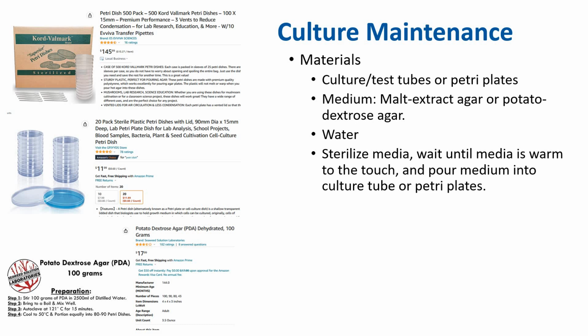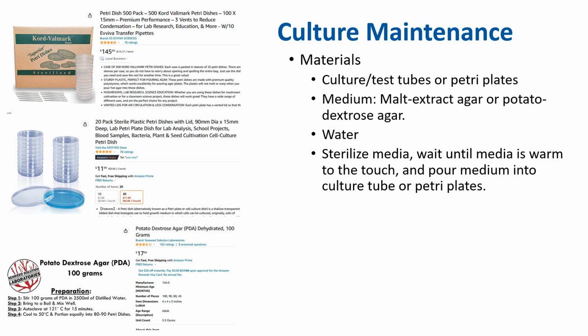You can make them from scratch. You can take potatoes, boil them down, mash them, and filter them, and you add agar to that water, and you can make potato dextrose agar that way. Or you could buy dehydrated mashed potato, add that to water, filter it, and add dextrose, and then you can make your potato dextrose agar.